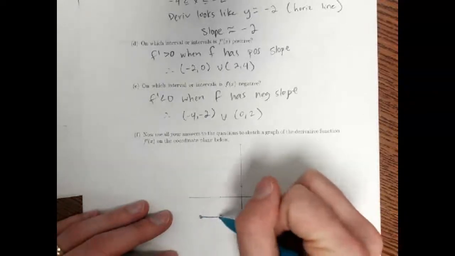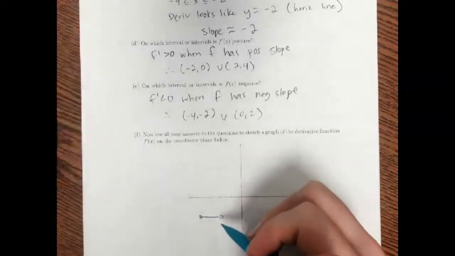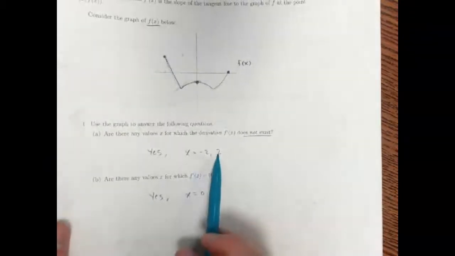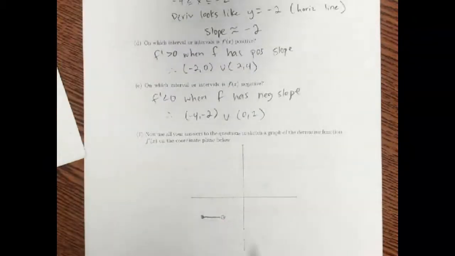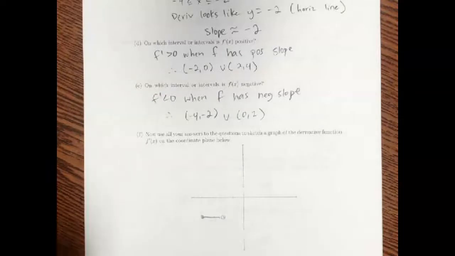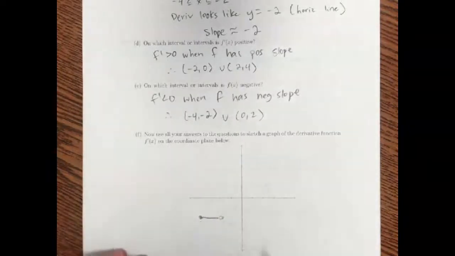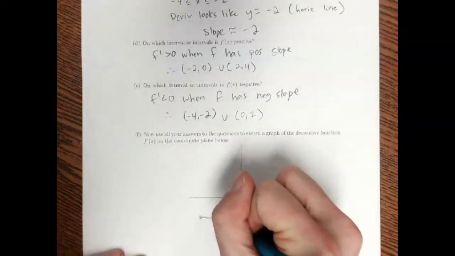Now remember, going back to part A, the derivative does not exist at those points. So it should be an open dot, right? The derivative does not exist at that specific point. So we've got part of it done. That's nice. You could leave this one as open or you could close it. Honestly, that doesn't really matter. But this one for sure needs to be open.